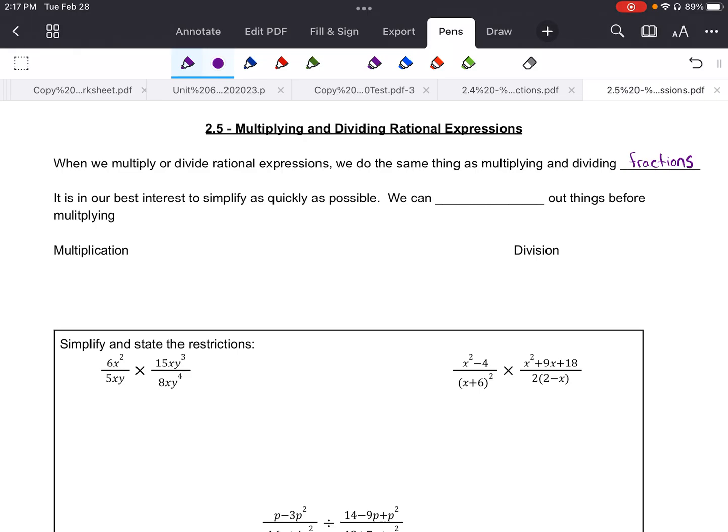It is in our best interest to simplify as quickly as possible. We can cancel things out before we multiply. And then remember the rules with multiplication. We multiply the numerators. We multiply the denominators. And we simplify if possible.